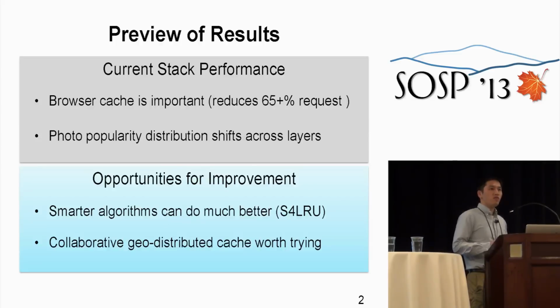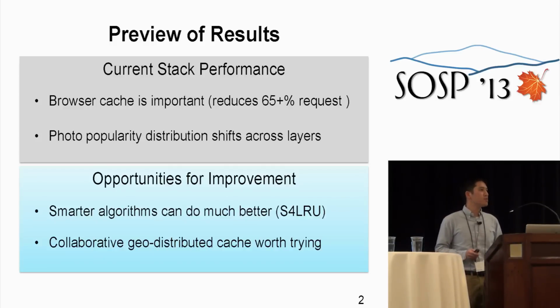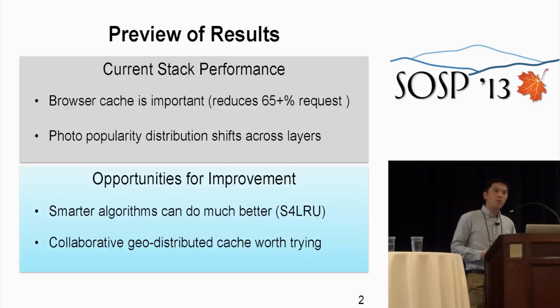To give you a preview of our results, regarding the current stack, we found that all caches combined provide a significant traffic reduction for the storage backend. Among them, the browser cache is really important, absorbing over 65% of requests. Photo popularity distribution changes across different layers, and this impacts performance at every layer. For improvement, we promote a smarter algorithm called quadruply segmented LRU, or S4LRU for short, to improve the performance of the current stack. We also point out that collaborative caching is a direction worth trying in the future.